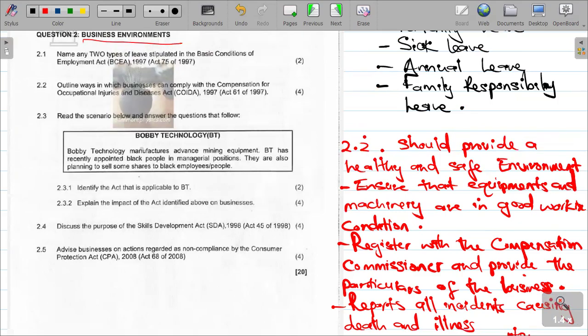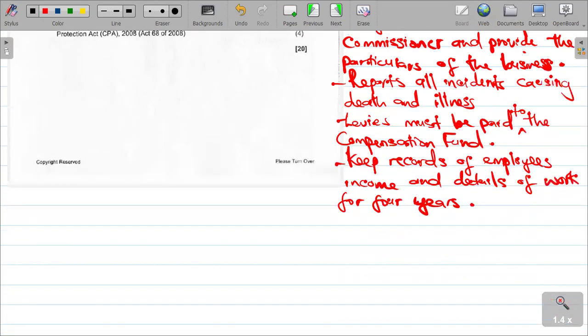2.3, right? Read the scenario below and answer the questions that follow. Bobby Technology, BT. Bobby Technology manufactures advanced mining equipment. BT has recently appointed Black people in managerial positions. They are also planning to sell some shares to Black employees. Identify the act that is applicable to BT.